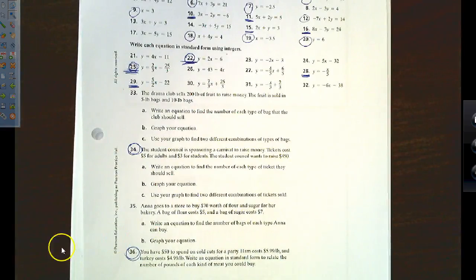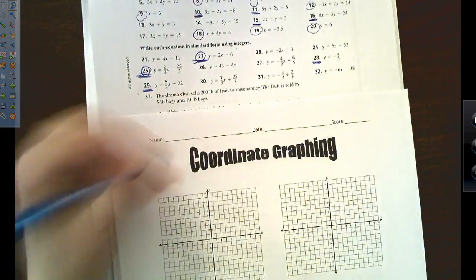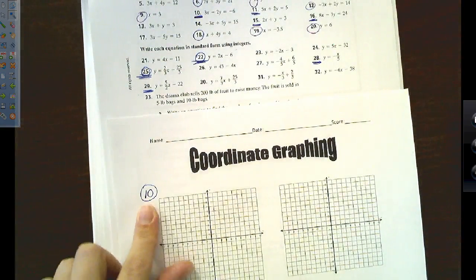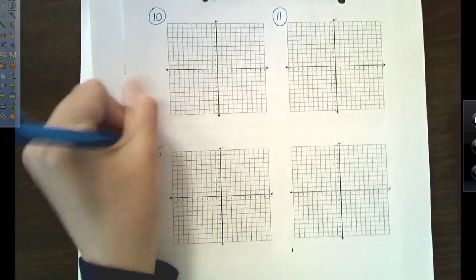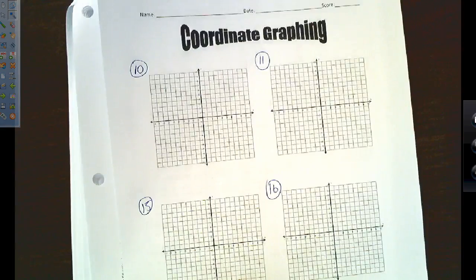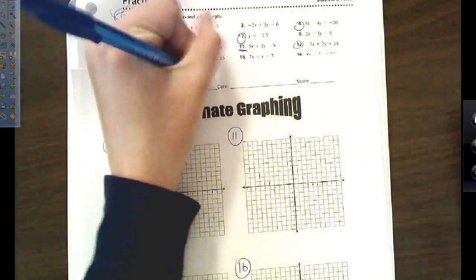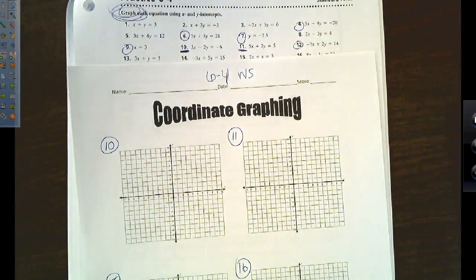Now, before you grab graph paper, I'm going to give you a recommendation on the type of graph paper to grab. For your graph paper, here's how I would organize everything. You guys have to do 10, correct? So I would do number 10 right here. And then number 11. And then 15 and 16. And it might be helpful for you guys at the top of this paper to write 6-4 worksheet. That way you know what these graphs go to.